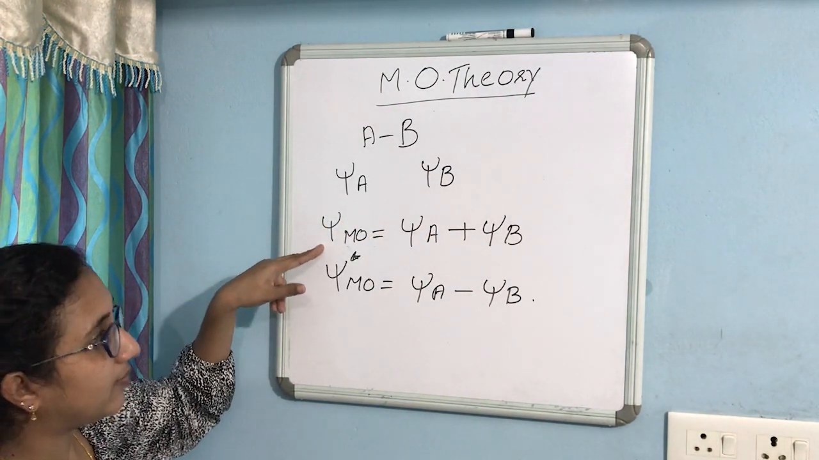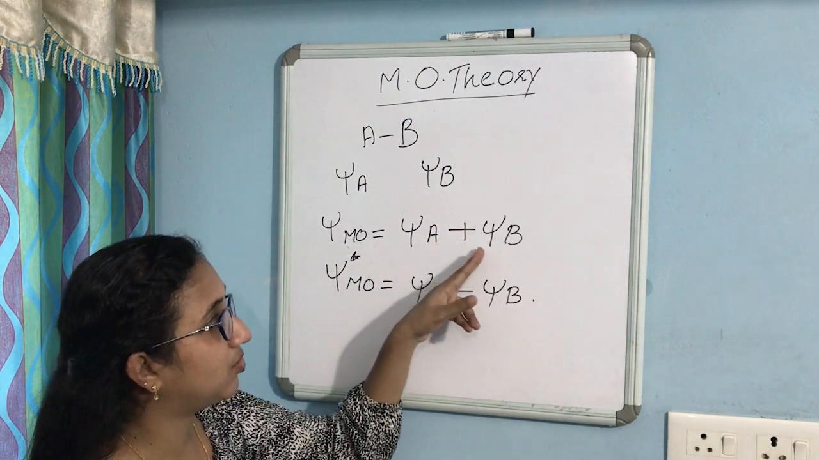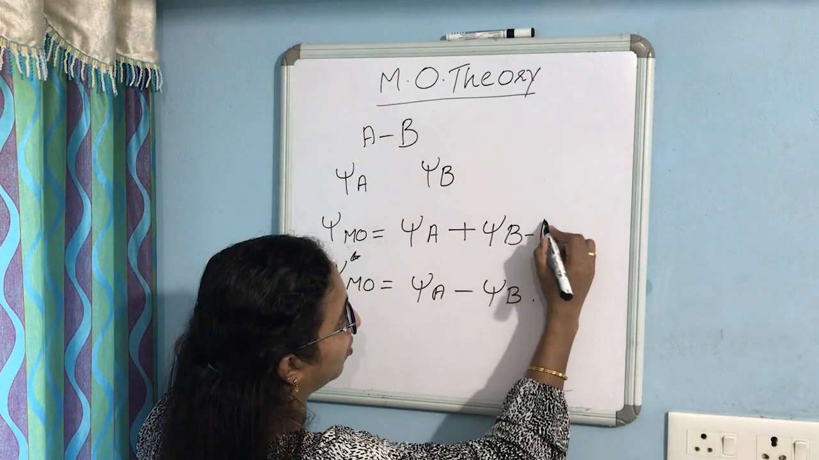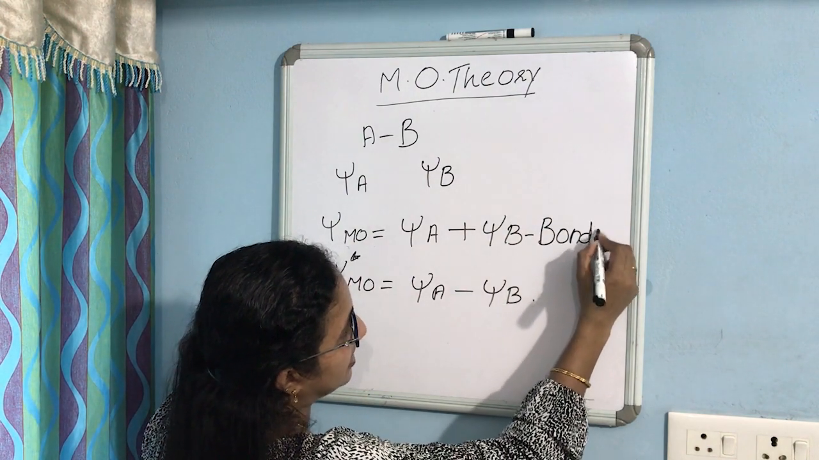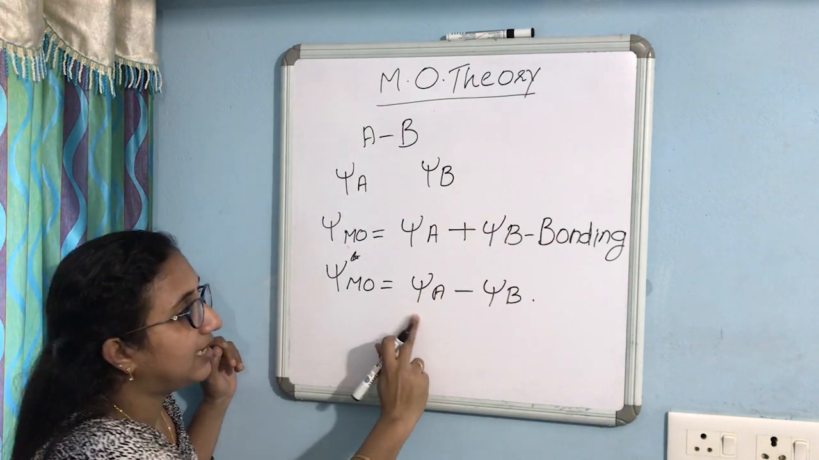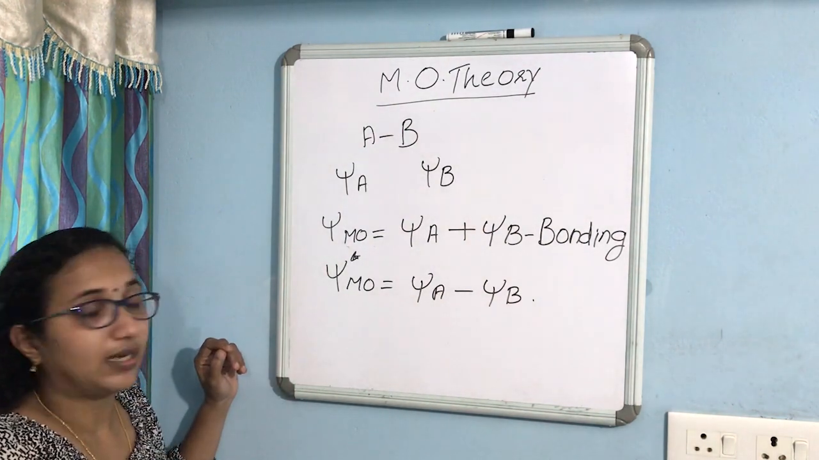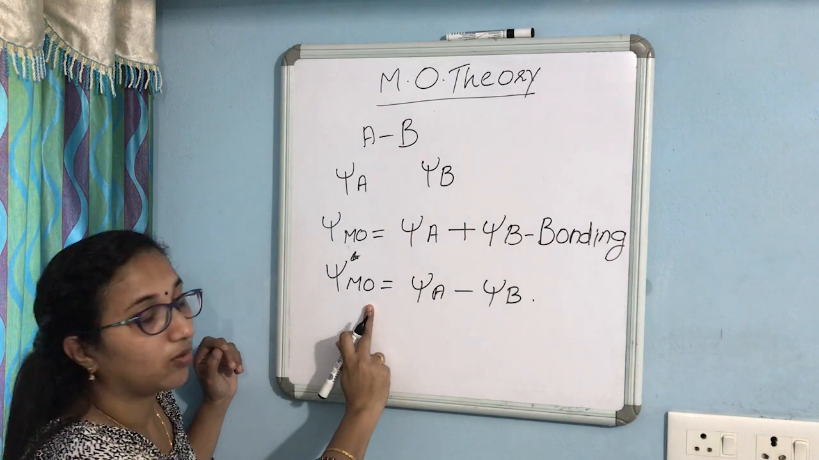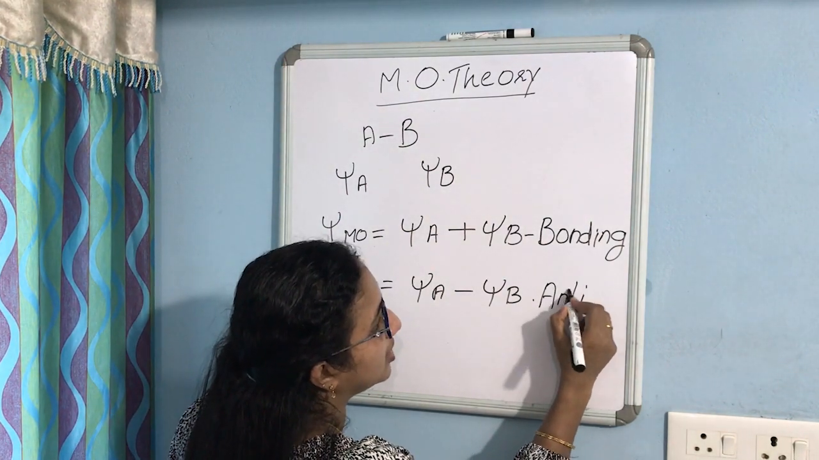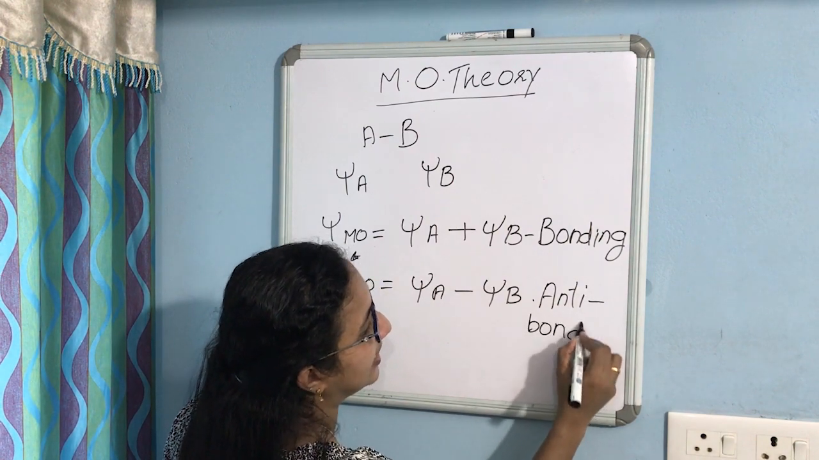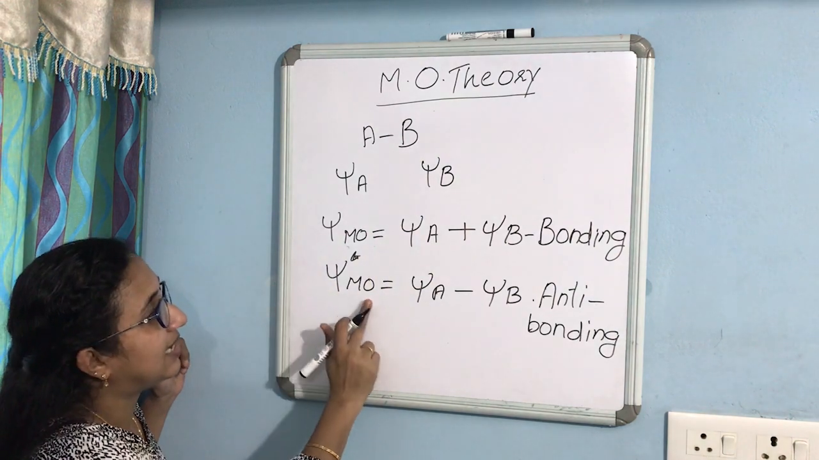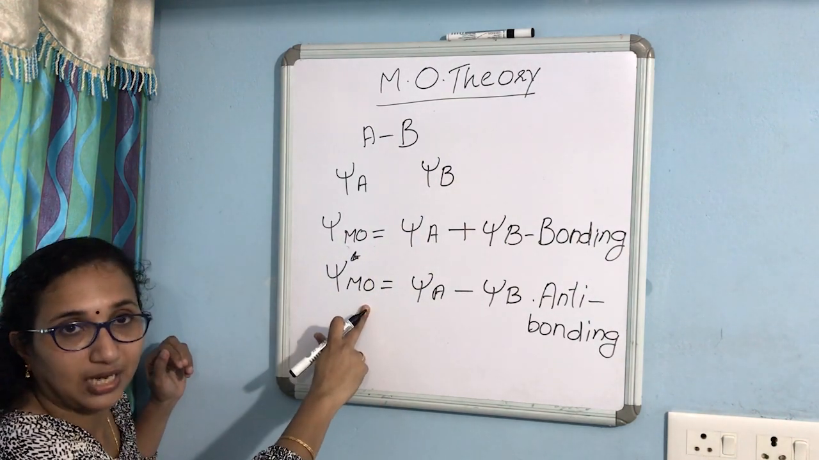One molecular orbital is formed by the addition of the wave functions, and that is called the bonding molecular orbital, represented by the symbol psi MO. And the other one is formed by the subtraction of the atomic orbitals, and that molecular orbital is termed the anti-bonding molecular orbital, which is represented by the symbol psi star MO. So psi MO represents bonding and psi star MO represents anti-bonding molecular orbital.